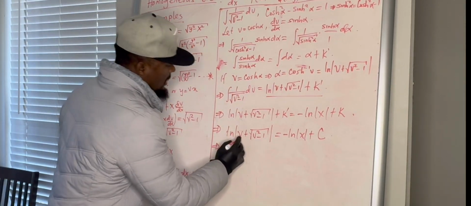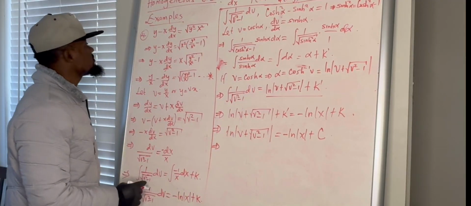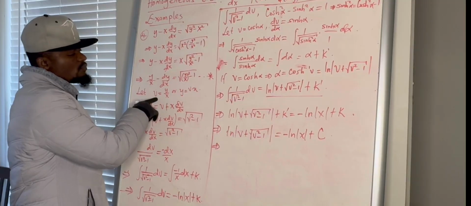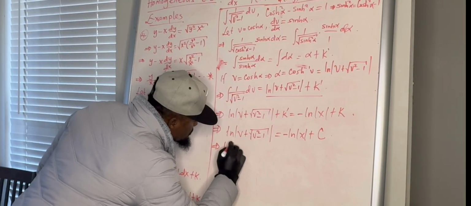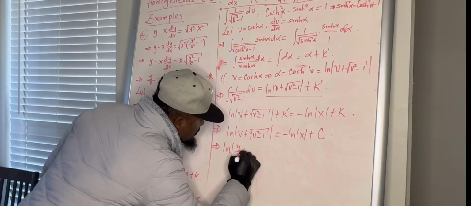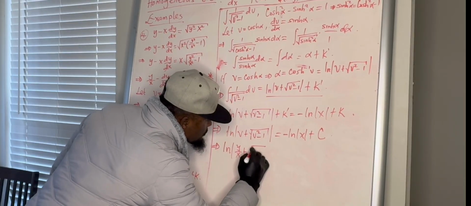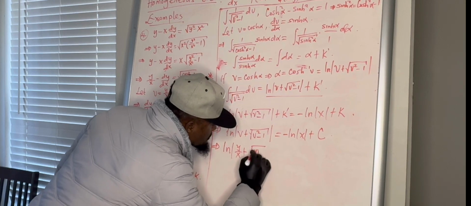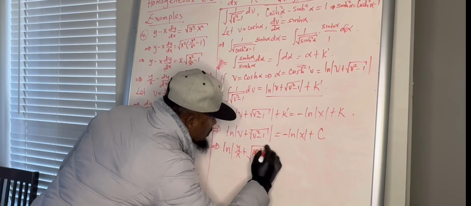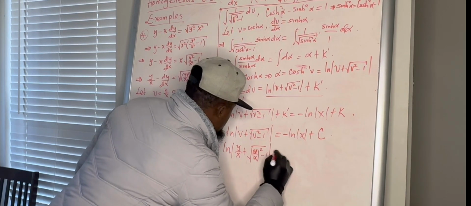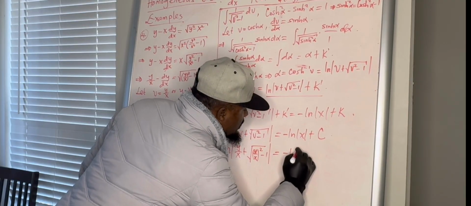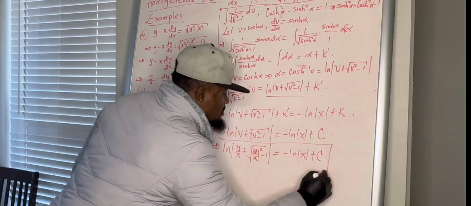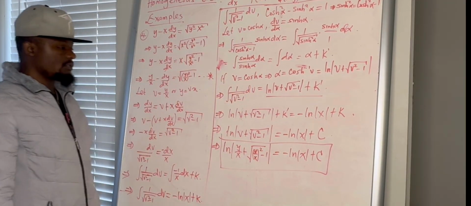But we have to note that our function was given in terms of x and y and not in terms of v. So we have to go back and substitute v, which is y over x. So this is going to be ln the absolute value of y over x plus the square root of y over x all squared minus 1 equal to negative ln the absolute value of x plus c. This is the solution of the differential equation.